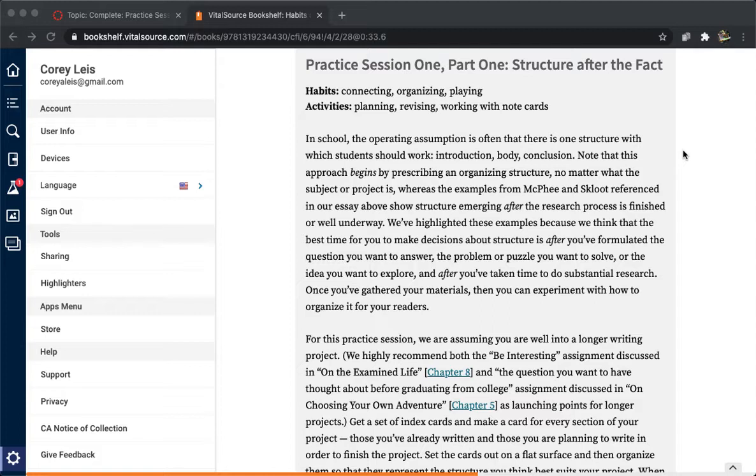We've highlighted these examples because we think that the best time for you to make decisions about structure is after you've formulated the question you want to answer, the problem or puzzle you want to solve, or the idea you want to explore, and after you've taken time to do substantial research. Once you've gathered your materials, then you can experiment with how to organize it for your readers. So I just want to pause for a second and explain a couple of things.